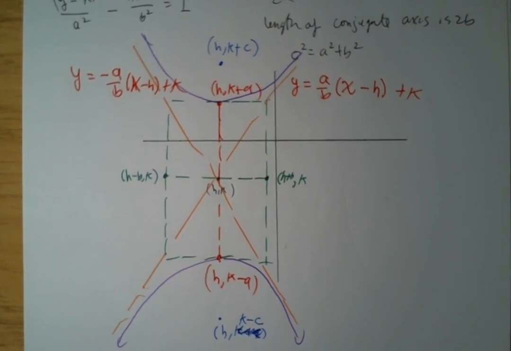Okay, so the actual shape of the graph remains unchanged. This is just a shift along the horizontal and vertical by h and k.